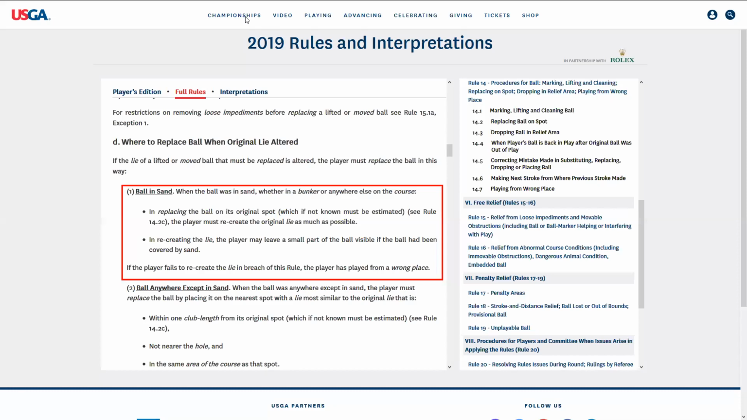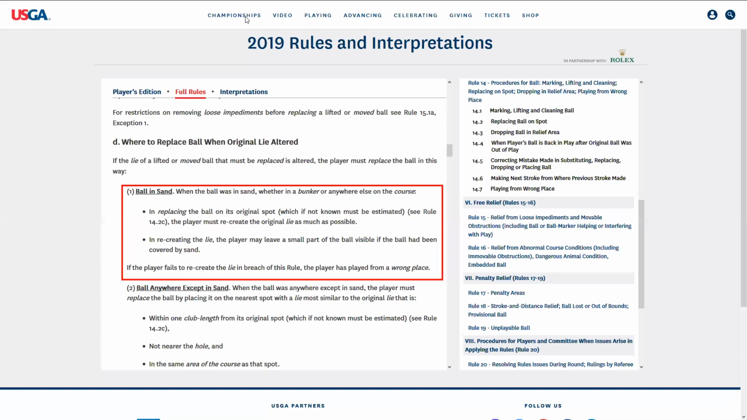Couple things. One, the player must recreate the original lie as much as possible for a ball in the sand where the lie was altered. One, is that a change from before where either player could recreate the lie, and now is it only just the player?